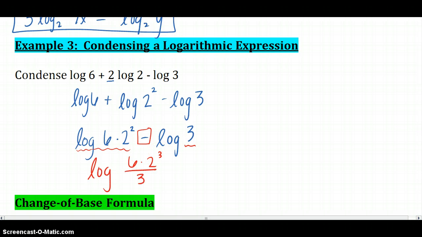And your final step is that you can simplify this by actually doing this math. So 2 to the third would be 8. 8 times 6 would then give us 48 over 3, which 48 divided by 3 is 16. So completely condensed, this is our answer.